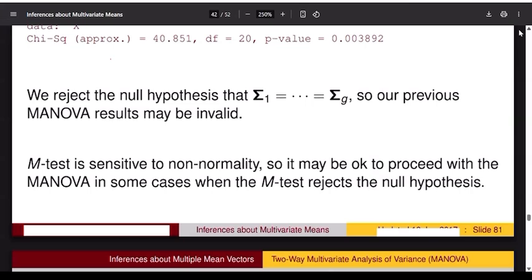But let me tell you this, it was argued by some statisticians that M tests, that is multivariate analysis of variance tests, is sensitive to non-normality. So it may be okay to proceed with the MANOVA in some cases when the M-test rejects the null hypothesis. But assumptions of normality is different from assumptions of constant variance. Assumptions of constant covariance matrices is very, very crucial.